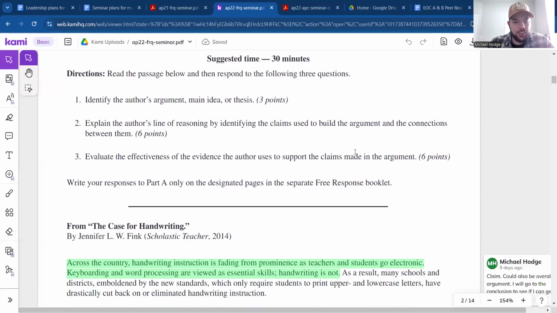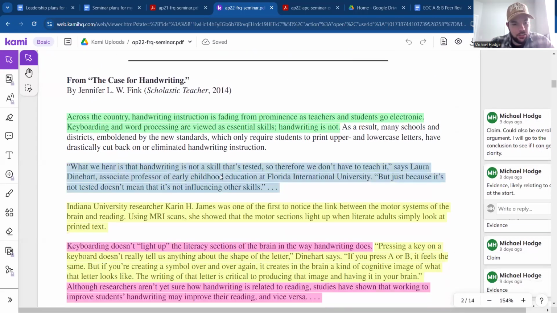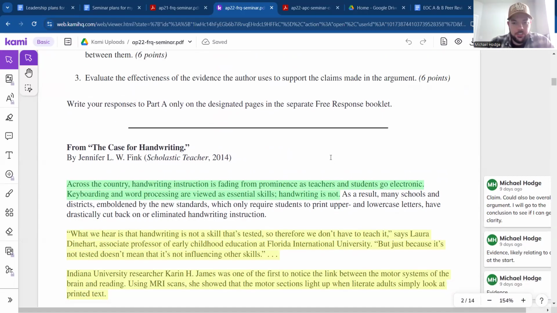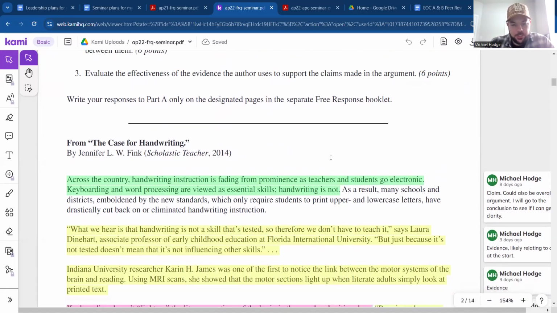So, case for handwriting. What's in green is primary argument. What's going to be in yellow is evidence, and what's going to be in pink are claims. So, we're going to look through this real fast. Obviously, I told you to find the primary argument. You're going to want to look at the first paragraph, last paragraph. I look in the first paragraph, not that long. So honestly, I probably would have speed read through the whole thing.